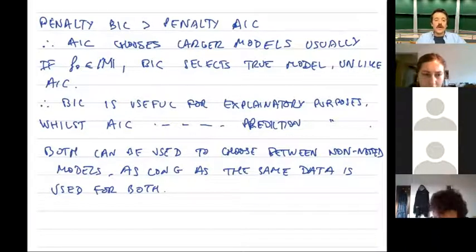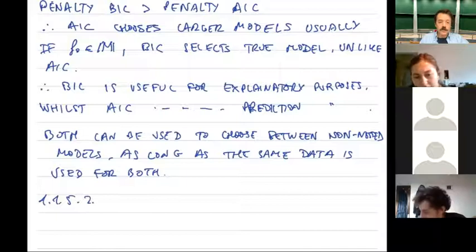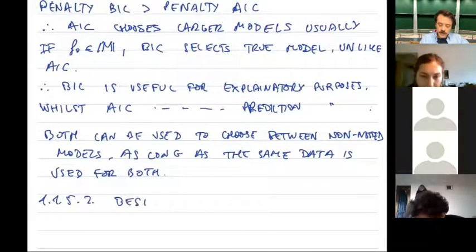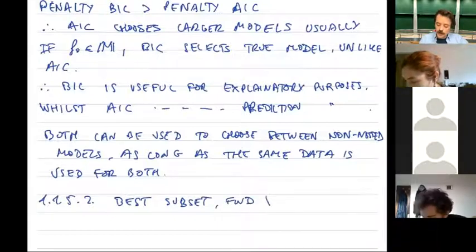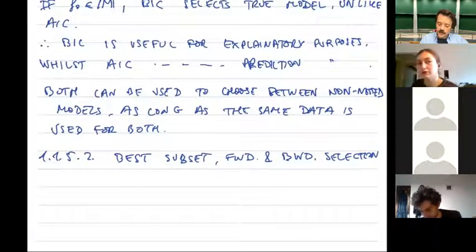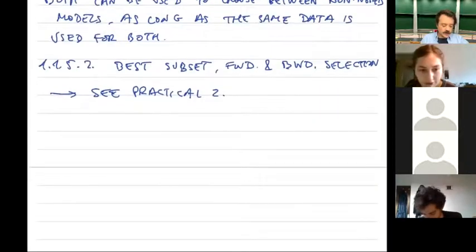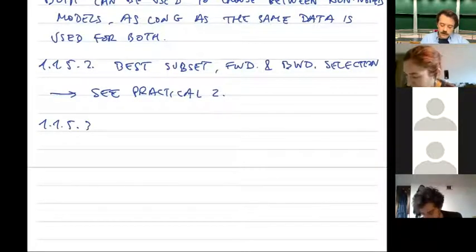Very quickly, let me just say 1.15.2, which is the famous, very basic procedure of best subset, forward selection or backward selection, which can be used in conjunction with AIC and BIC, but these are just practical, so we introduce them in practical 2. And then let me briefly start with cross-validation. 1.15.3, cross-validation.